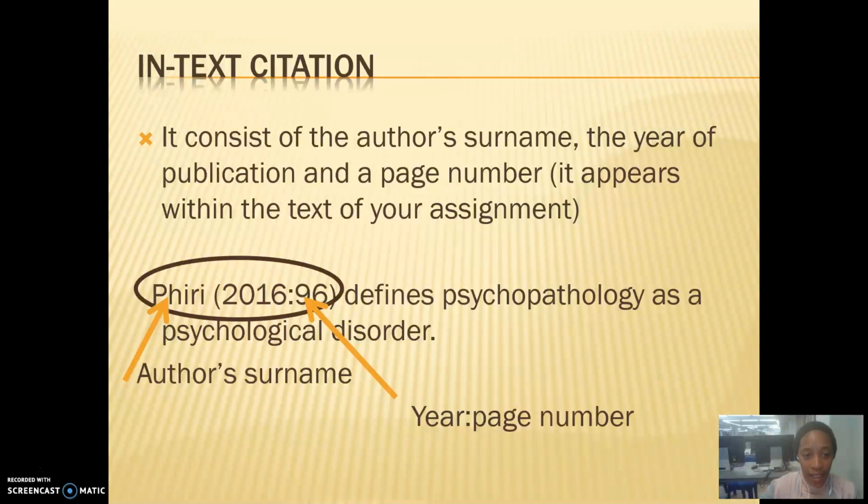And then in-text citation. Remember that with a reference list, that's where you get all the details about the author: the initials, the year, if you are using a book, the publisher, and everything. And then in the in-text citation, we only want to see the surname, the year, and the page number. So this is the surname. We won't be writing any initials. This is the surname, period. 2016, on page 96, defined psychopathology as a psychological disorder. So this is how it will appear within the text.